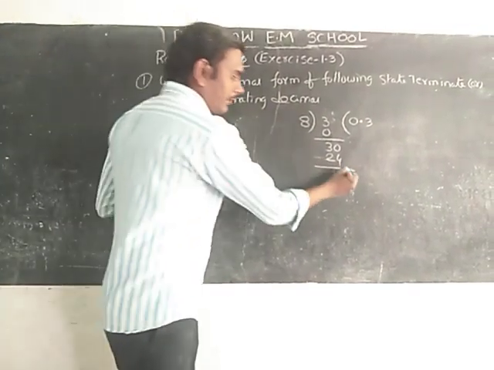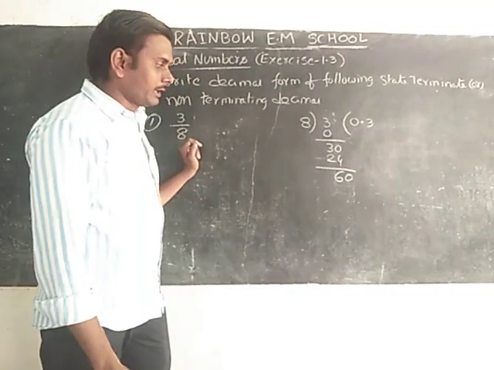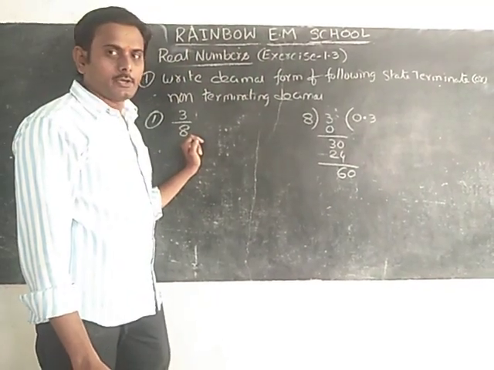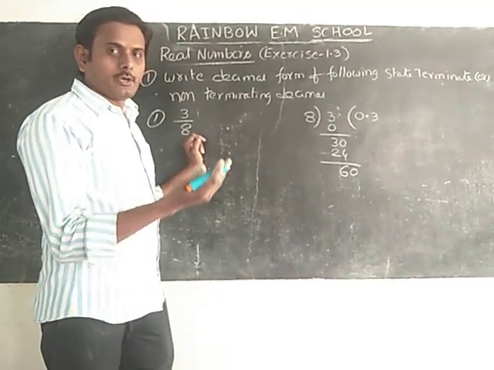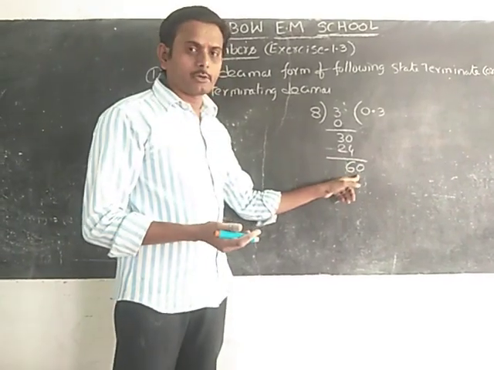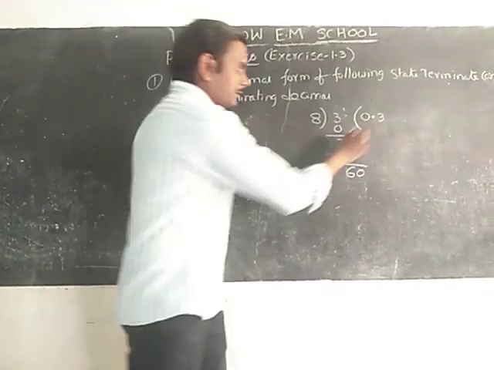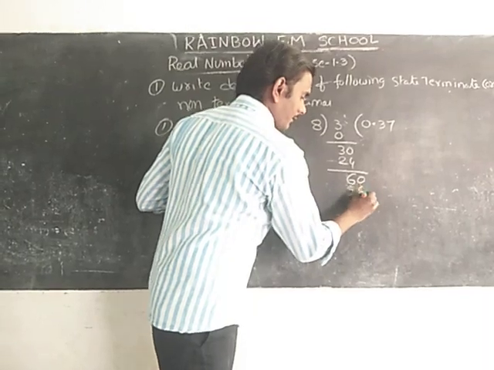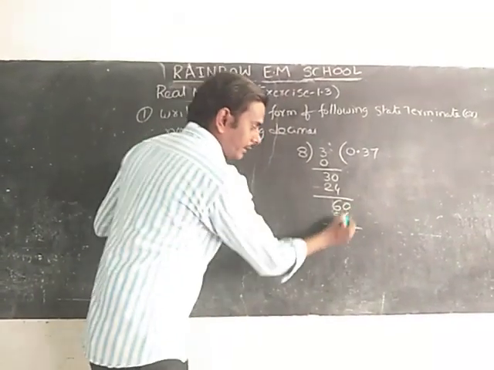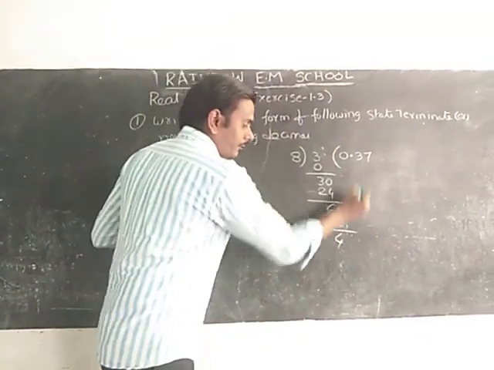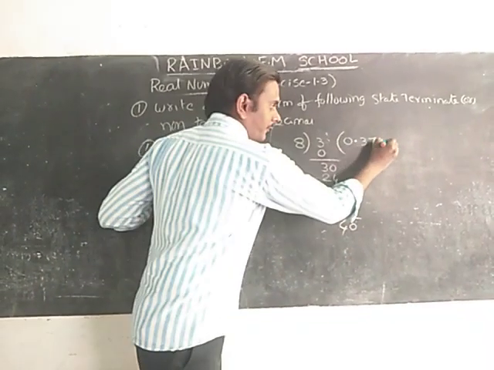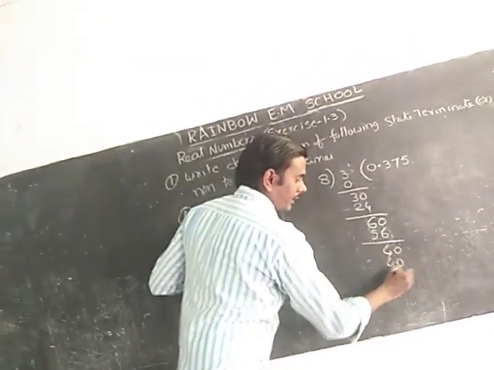Okay, again you have to take 0. 8 5 is 40, 8 6 is 48, 8 8 is 64. Will 64 subtract here? No. 8 7 is 56. Okay, what is the remainder? 4. After taking the point, we can take 1 point here. Okay, 8 5 is 40.